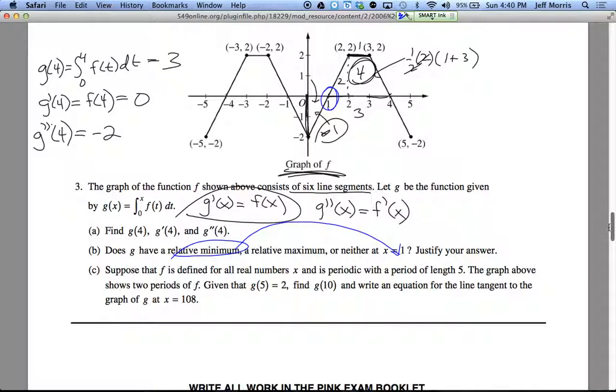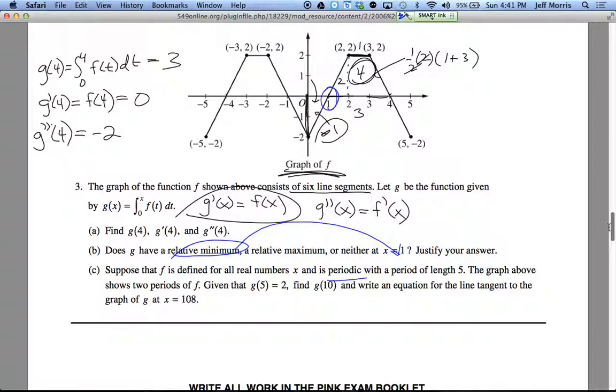So that's 3, 5. So we have 4 points on this last part to get. Suppose that F is defined for all real numbers x and is periodic. Okay, this is interesting. This is a thinking question. So periodic means this is just going to repeat. That means we're going to keep seeing the same pattern over and over again forever.